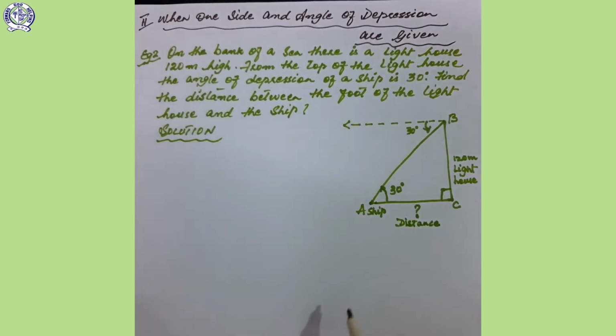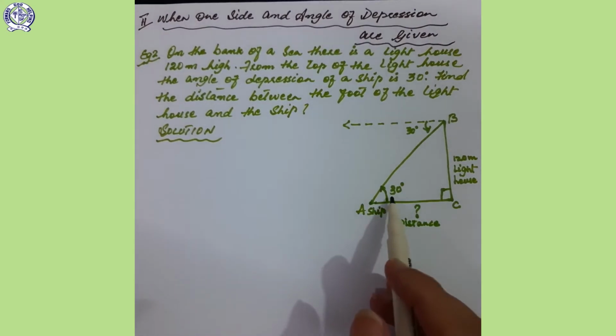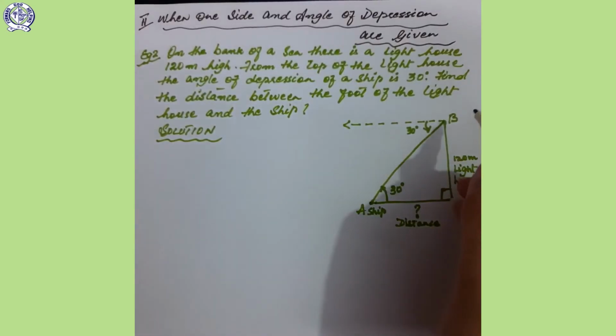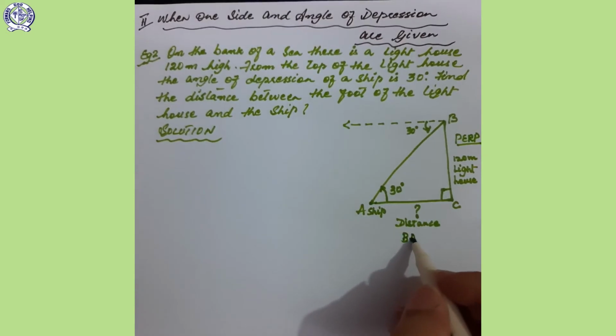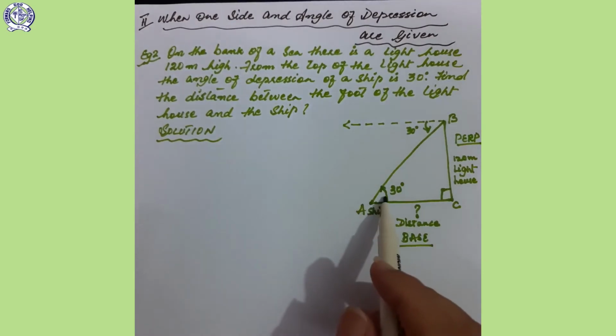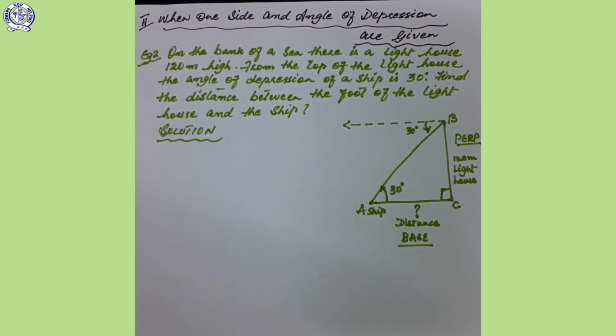This you have to find. Now according to the angle, you know that the opposite side of the angle is perpendicular, so this side is perpendicular. The adjacent side is the base, so the base is unknown and the perpendicular is given, and one angle is given. So according to this we will apply the trigonometric ratio. Again, perpendicular and base are given, so you have to apply the suitable trigonometric ratio.